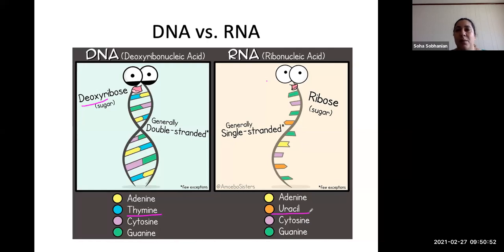DNA is always double-stranded for us. RNA is always single-stranded. DNA has a sugar called deoxyribose versus RNA has a sugar called ribose. And the bases that form my DNA are ATCG. The bases that form my RNA are AUCG. And the difference is T versus U.